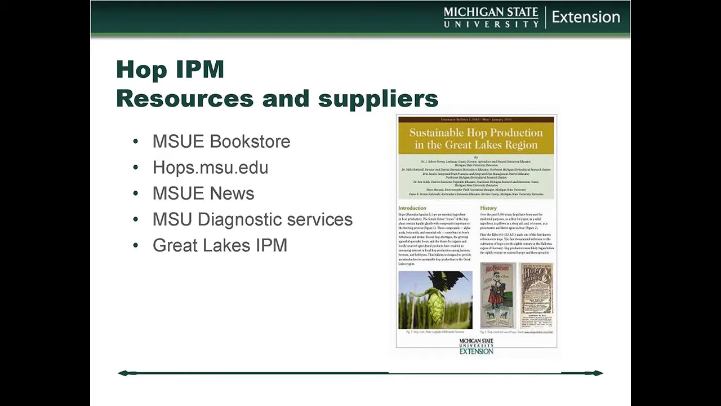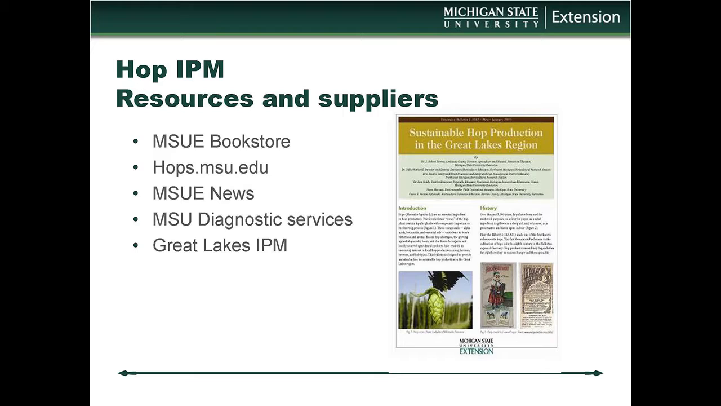So we've got a number of HOP IPM resources and suppliers. We have a bookstore, the MSUE bookstore. We've got some bulletins and other things available there. Hops.msu.edu is our main HOP website. We post everything on there, so any of the resources that we put out, 99% of them are free for download from our website. In the MSUE News, I put together scouting reports all season long talking about what we're seeing in the field and how to deal with those pests. If you're interested in that, you can sign up to receive it as an email that comes out when we've got something to talk about.